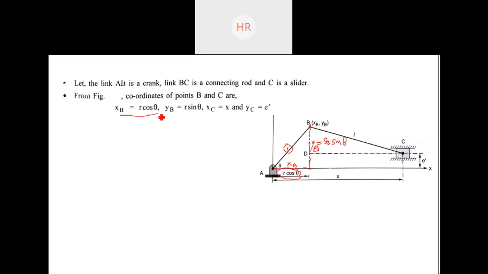So xb is equal to r cos theta and yb is equal to r sin theta. Now xc means the distance of this point C in the x direction. Okay, so now this is point A, what will be the distance from the origin to point C? x. So xc is equal to x, and the distance of point C in the y direction, this distance, that is E dash. Okay, so yc is equal to E dash.